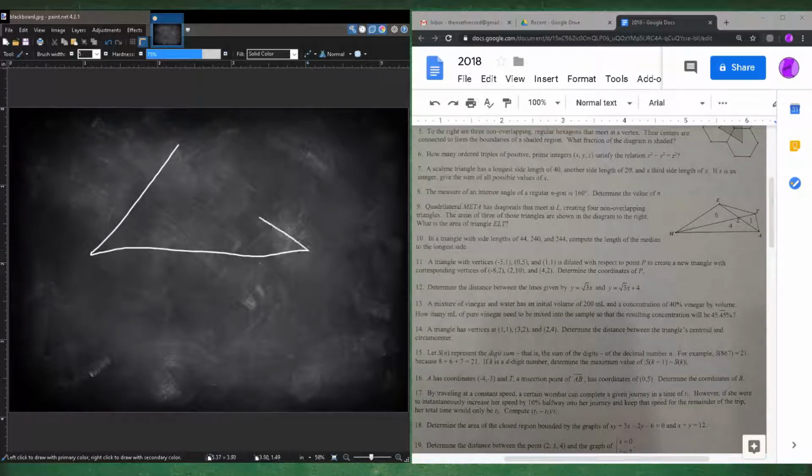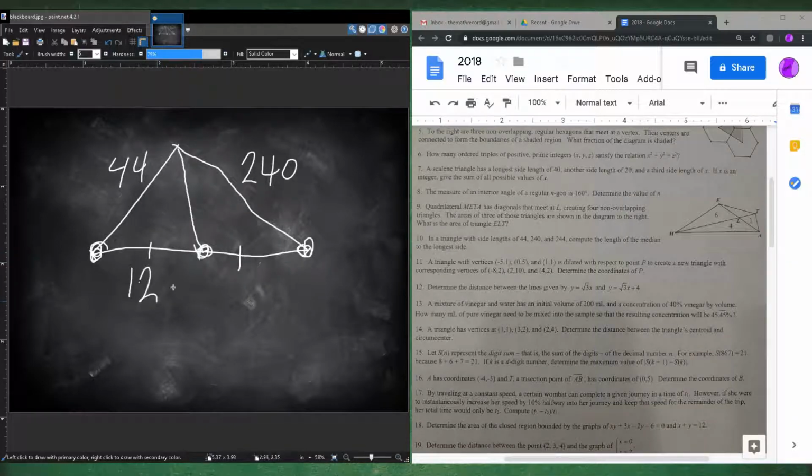So for a triangle with side lengths 44, 240, and 244, compute the length of a median to the longest side. So we have 44. I don't care where the 44 is. The median is basically just a line right here, and you split this up into the same length, right? So the distance from here to here is the same as the distance from here to here. Since this entire length is 244 and you split it into equal parts, this is 122, and this is 122.